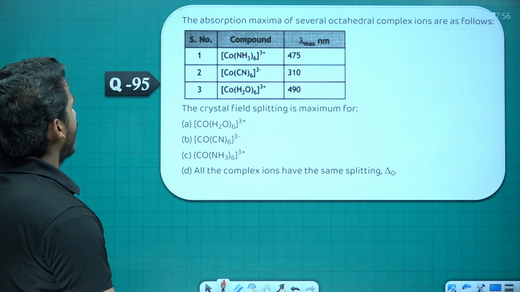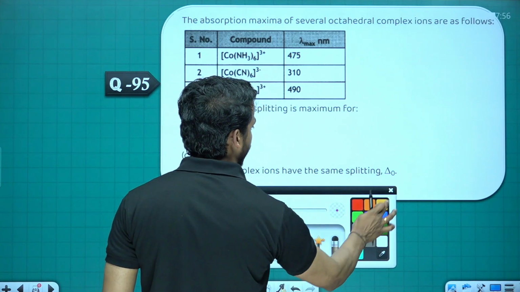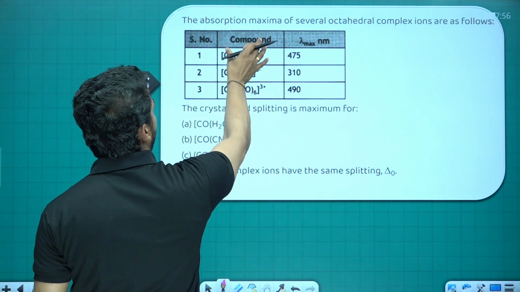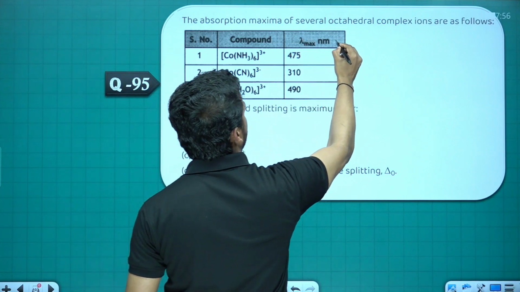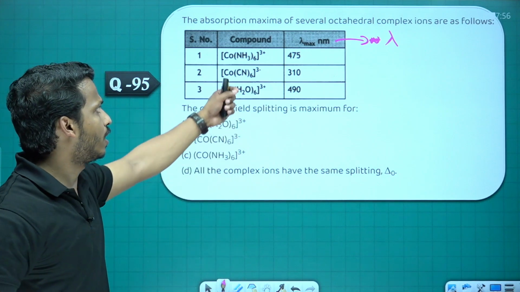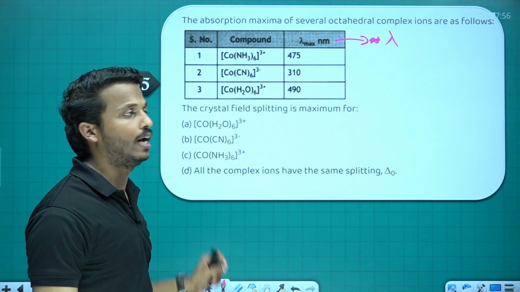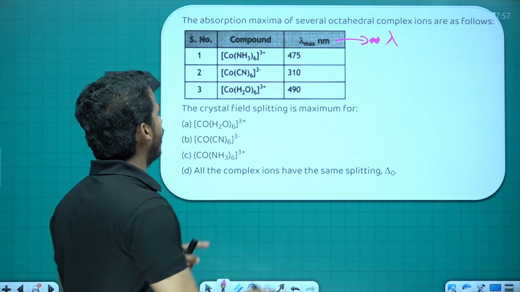Correct. Now, the absorption maxima of several species are given here. You can see some compounds are there. Its wavelength is given here. Okay, this is what? The wavelength, lambda. Lambda 474, so 475 nanometer, 310 nanometer, 490. Question: what is the crystal field splitting?